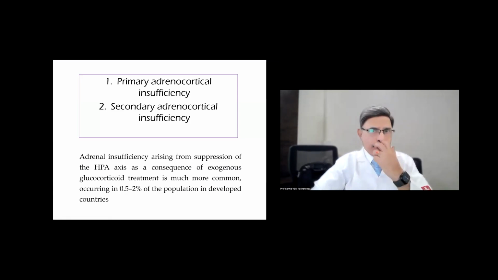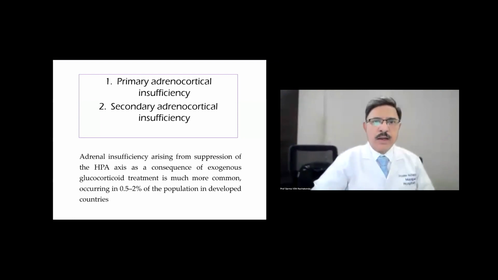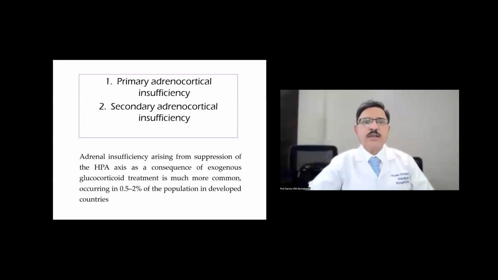Now, when I come to adrenocortical insufficiency, I have two conditions, just like thyroid, the primary thyroid hypofunction and the secondary thyroid. Primary is from the gland, secondary is from the pituitary or outside the gland. Just like primary Cushing's syndrome and secondary Cushing's disease, ACTH dependent, ACTH independent Cushing's we are having. Like that here also, primary adrenal cortical insufficiency and secondary adrenal cortical insufficiency.